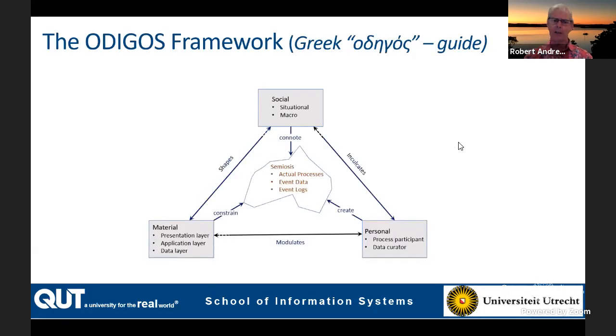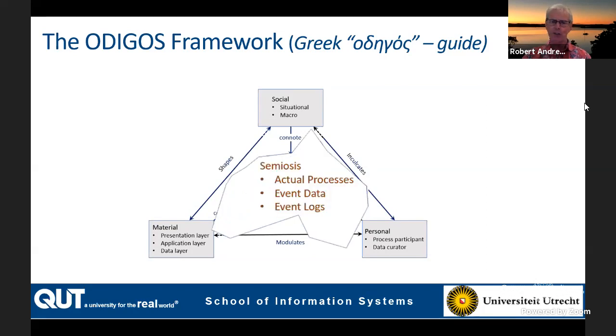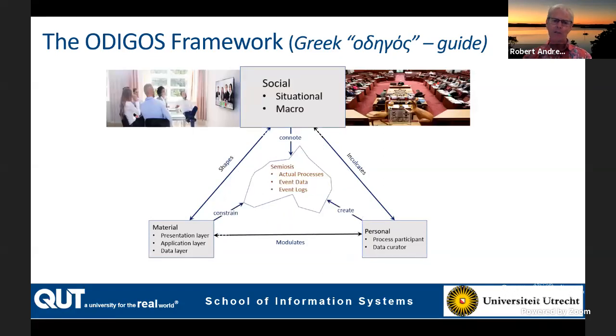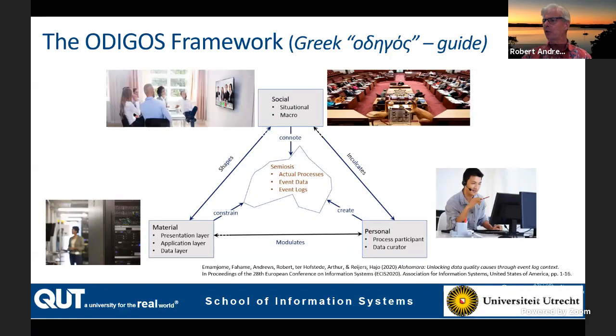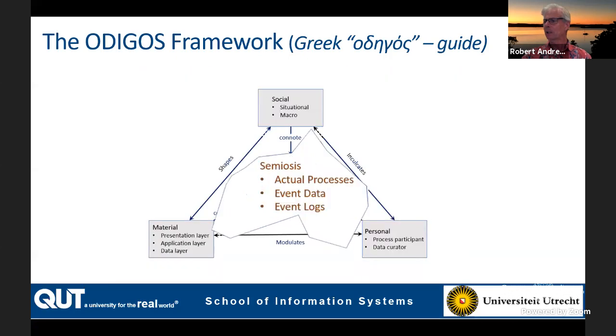We devised the ODIGOS framework, ODIGOS means guide, as a guide to understanding how the observable signs of process execution, this is event logs and event data, which we refer to as semiosis. And semiosis is text to which we can assign a meaning, can be explained in terms of three worlds that make up the process mining context. We have the social world, which includes situational or intra-organizational context factors, and the macro, which are external or legal or legislative, etc. factors.